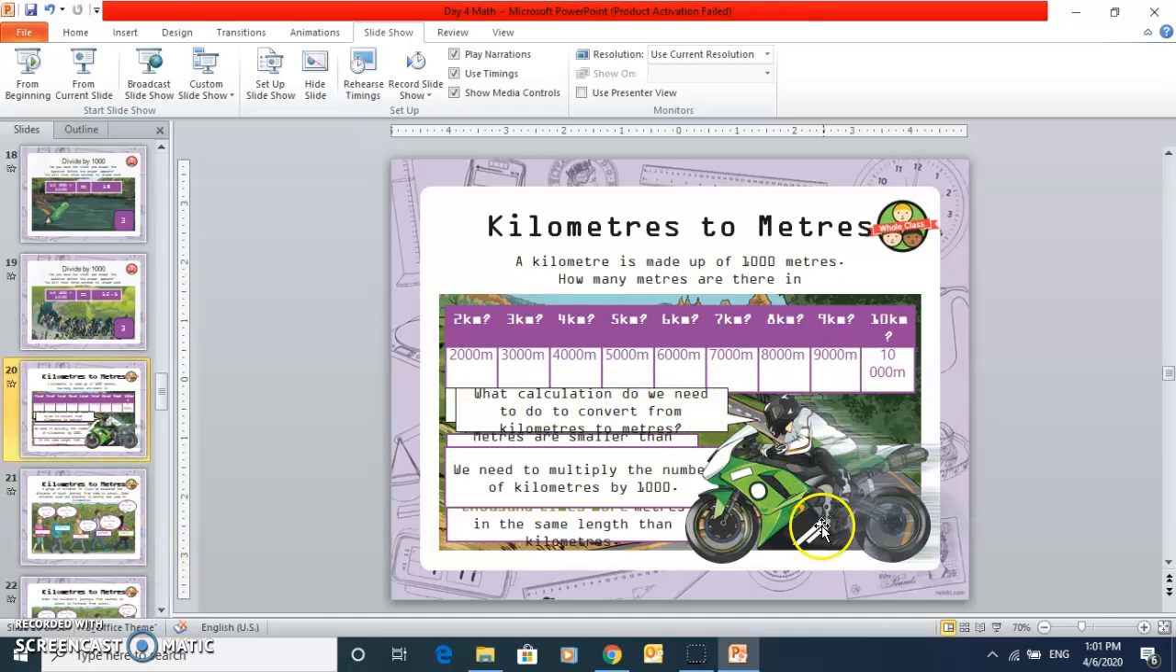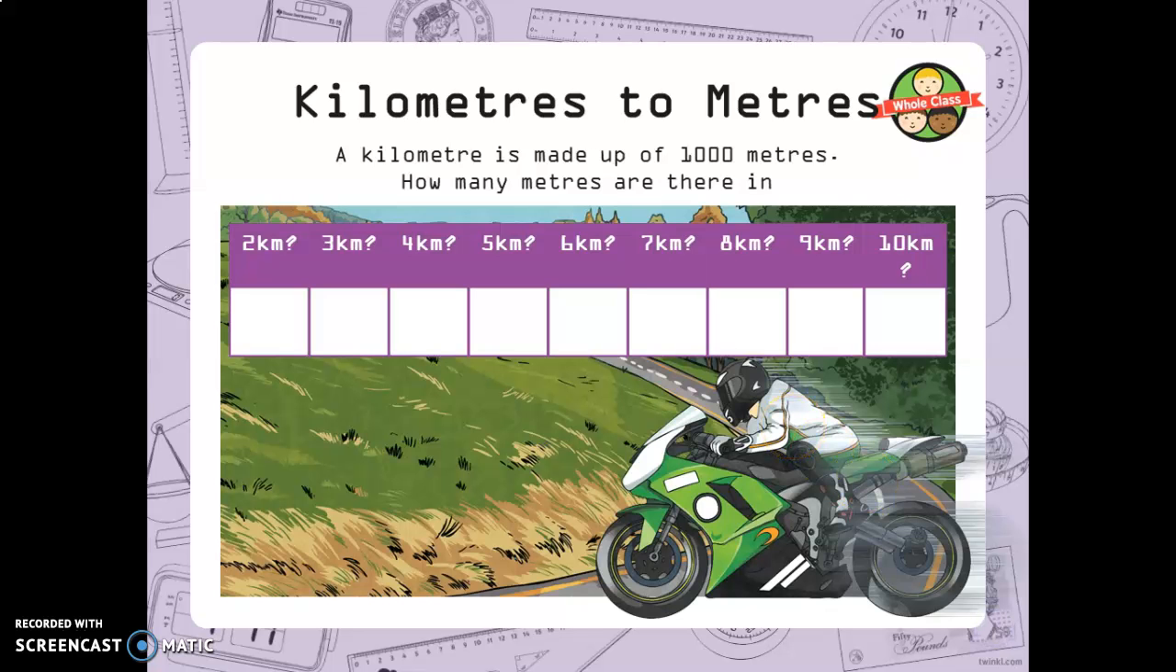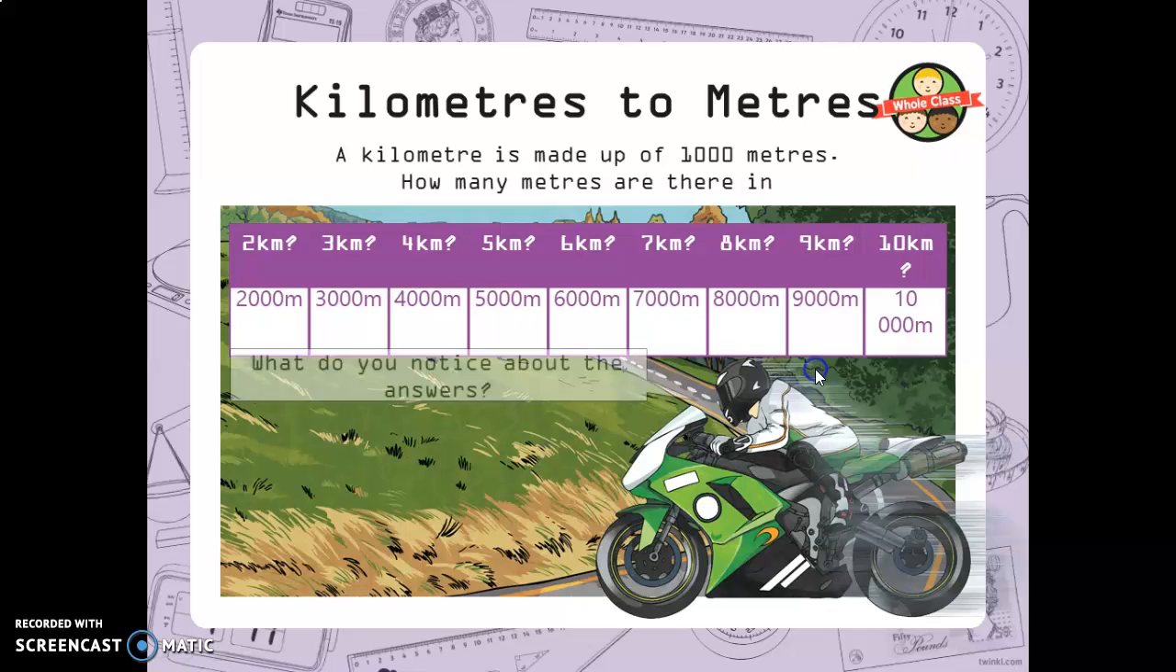by the objective of today's lesson. Kilometers to meters. A kilometer is made up of 1,000 meters. So, how many meters are there in 2 kilometers? In 5 kilometers? In 10 kilometers? What do you think? What do you notice about the answers?